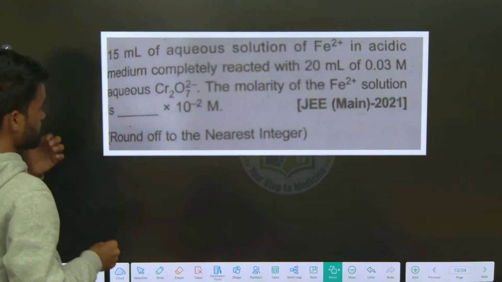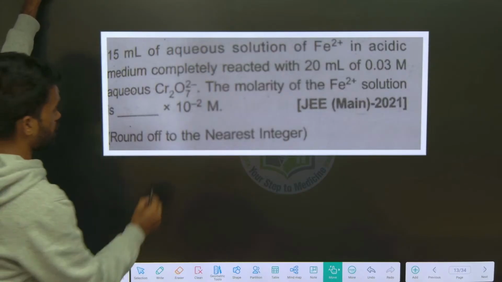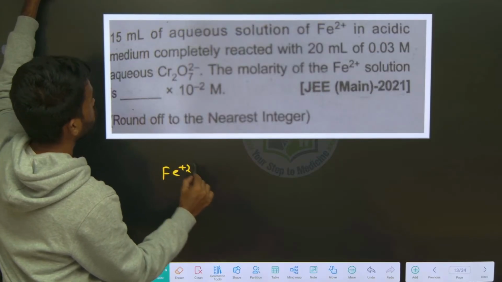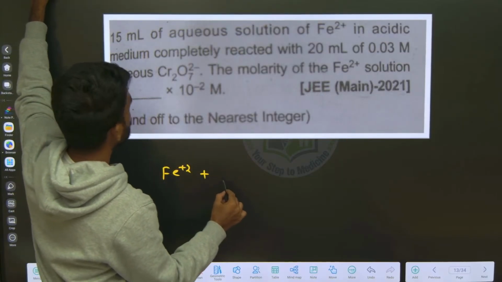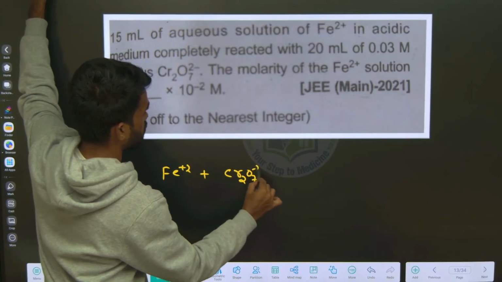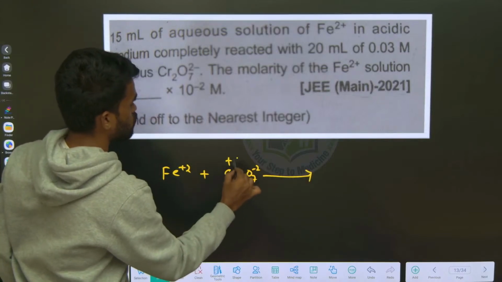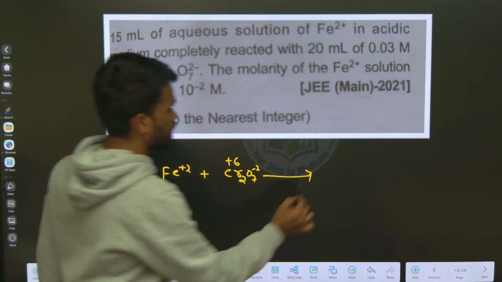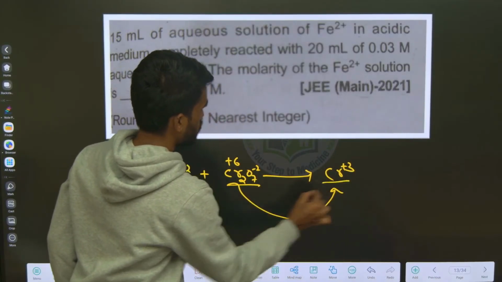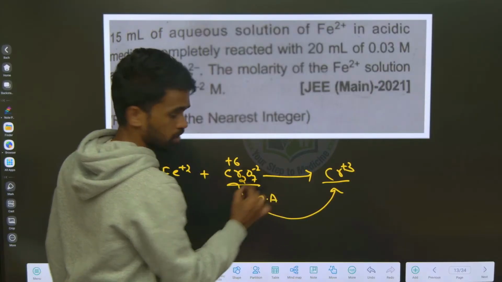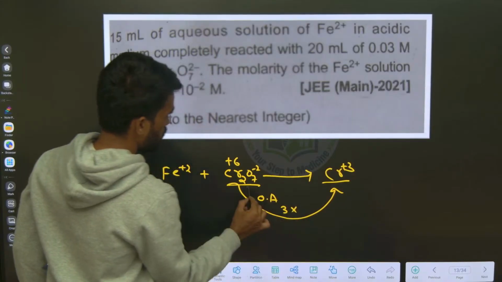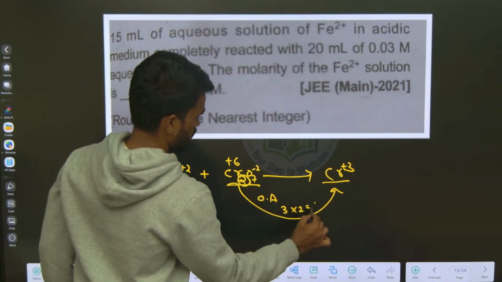Let's do it. 15 ml of aqueous solution of Fe plus 2 ions in acidic medium completely reacted with dichromate Cr2O7 2 minus ions. Here chromium is already in plus 6, and now it will convert into plus 3. It means this is undergoing reduction, so I can say this is an oxidizing agent. What is its N factor? Plus 6 converting into plus 3 means 3. And how many chromiums are there? 2. Total N factor change is 6.